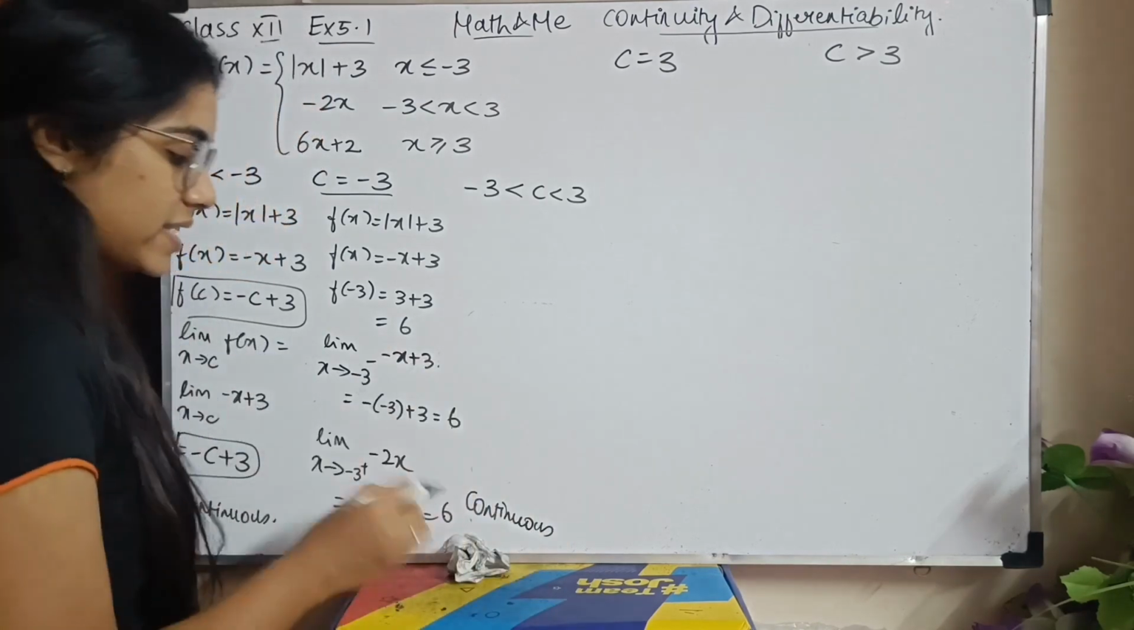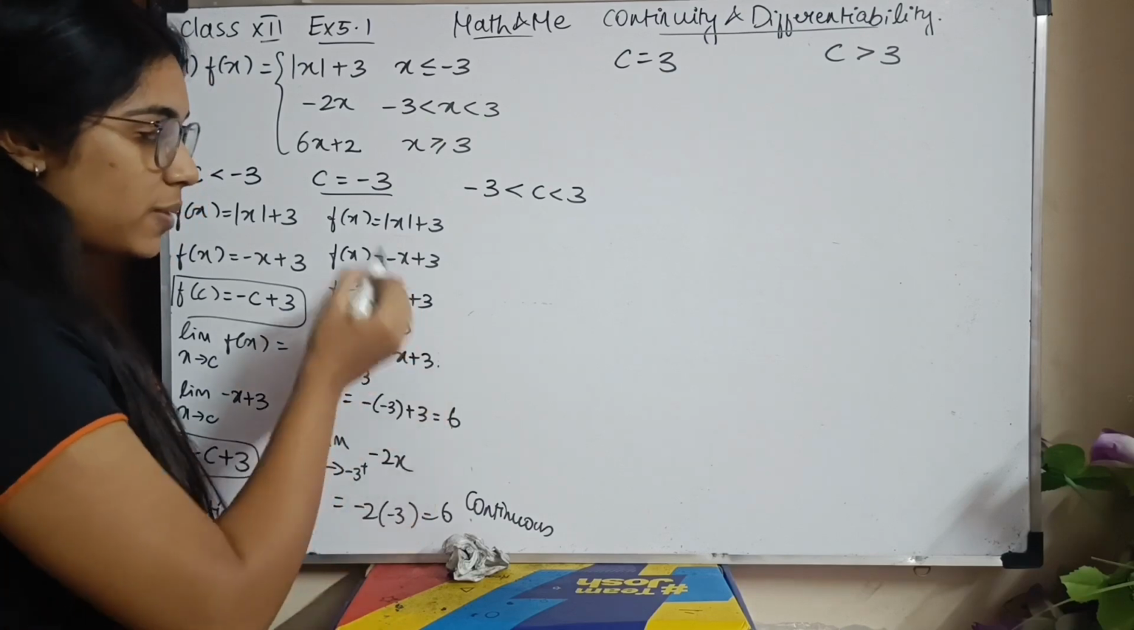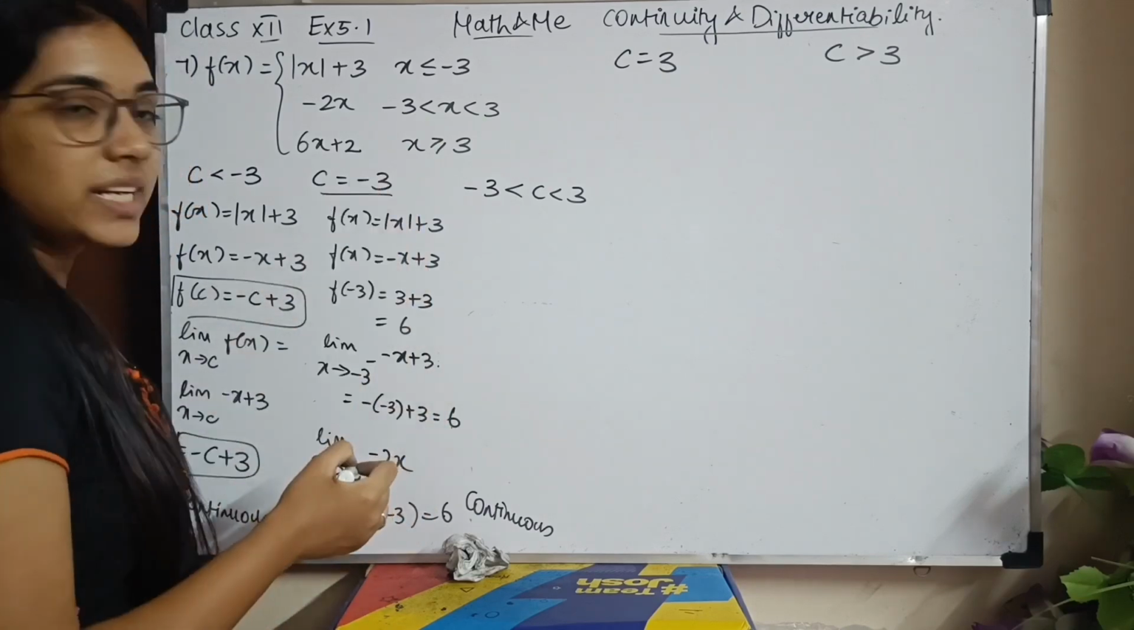Always write the step. Don't directly write continuous. Please write left hand limit is equal to the right hand limit, which is also equal to f of c. So, at c equal to minus 3, it is continuous.